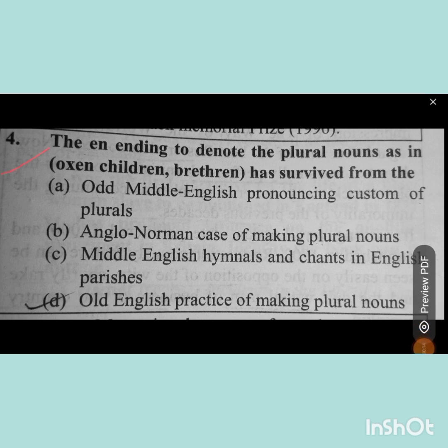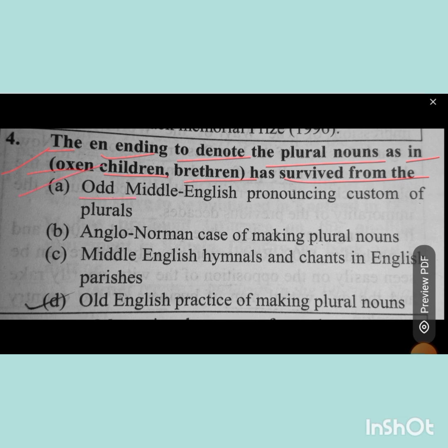The question is: the -en ending to denote plural nouns. It means we have some nouns and they are plural. At the end of each word we see -en, as in oxen, children, brethren. Has survived from the... it means where has this rule been taken from?